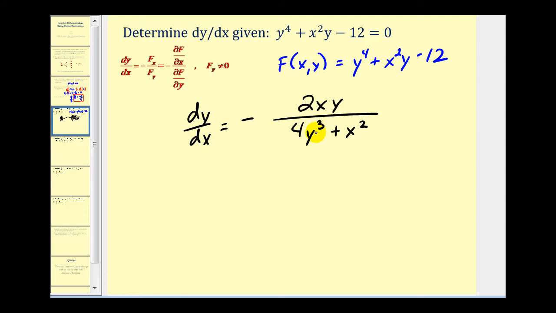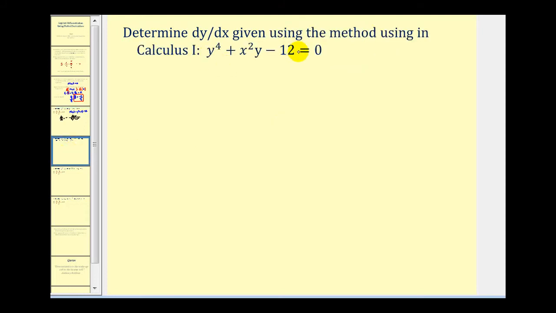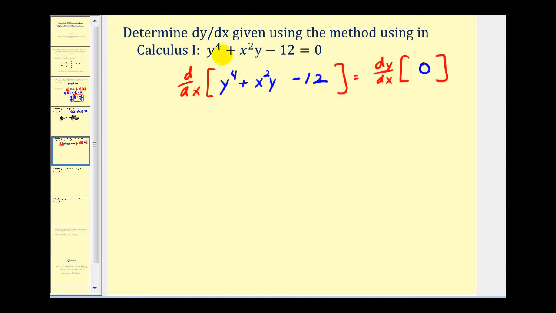Let's compare this method to the method we learned in Calculus 1. It's the same equation, but now we're going to use the method from Calculus 1. So we'll find the derivative of each term as we normally do, and if it has a y in it, we'll have to multiply it by an extra factor of dy/dx because we'd be applying the chain rule. So we differentiate both sides with respect to x. Here we'd have 4y cubed times dy/dx.